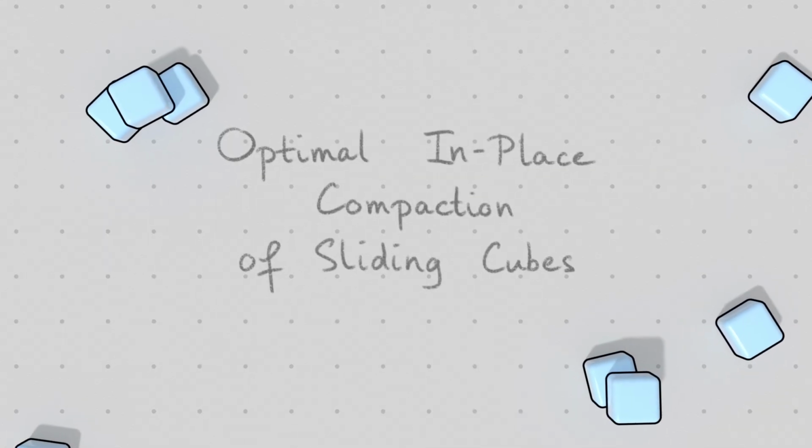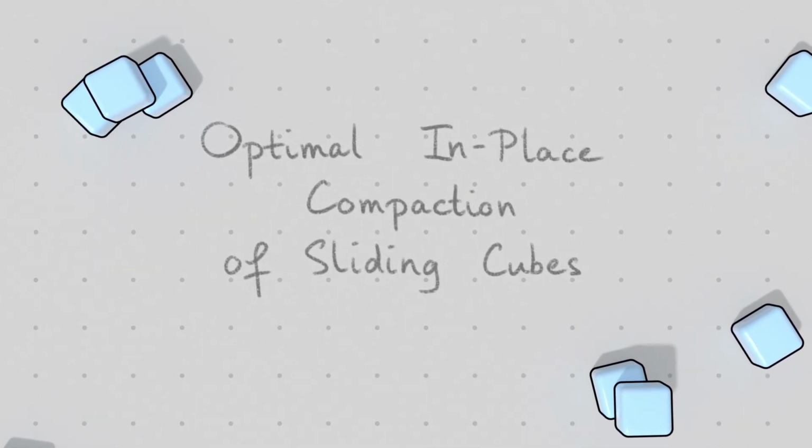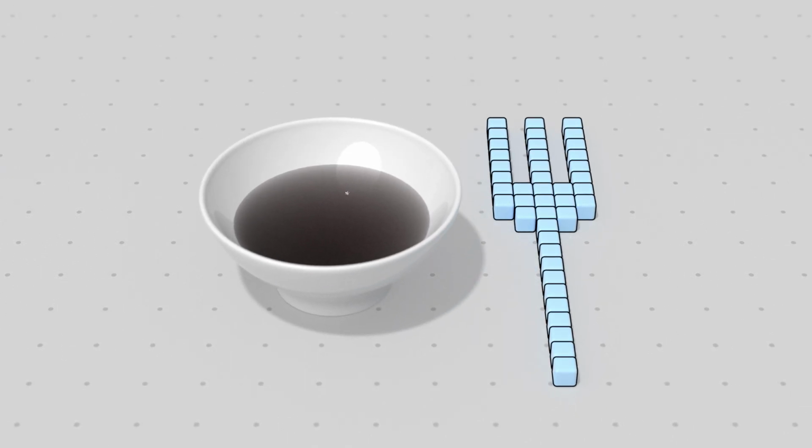Optimal in-place compaction of sliding cubes. Modular robots hold the promise to always have the right tool at hand. They are built from many small modules and can transform quickly from any shape to any other shape. One popular algorithmic model for modular robots is called sliding cubes.